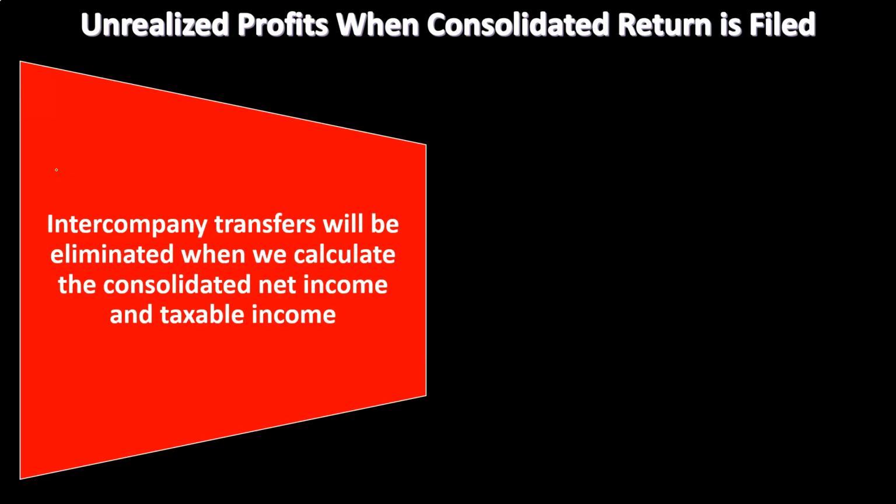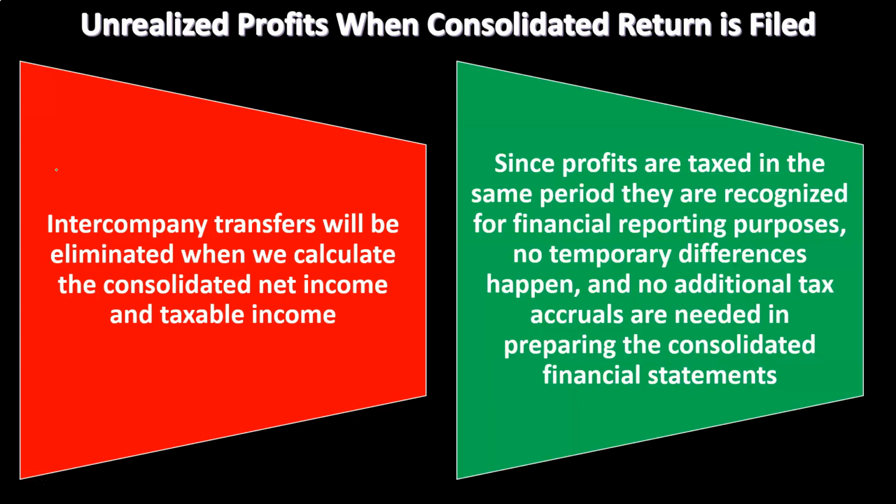The intercompany transfers will be eliminated when we calculate the consolidated net income and taxable income. So typically, if we're doing the consolidated entity, we'll eliminate those when we do the consolidation process. You can think about our consolidation worksheet in a similar fashion for the tax preparation. If you're filing one tax return as one entity, we would do a similar process in eliminating those intercompany profits. Since profits are taxed in the same period they are recognized for financial reporting purposes, no temporary differences happen and no additional tax accruals are needed in preparing the consolidated financial statements. So that's with a consolidated entity.